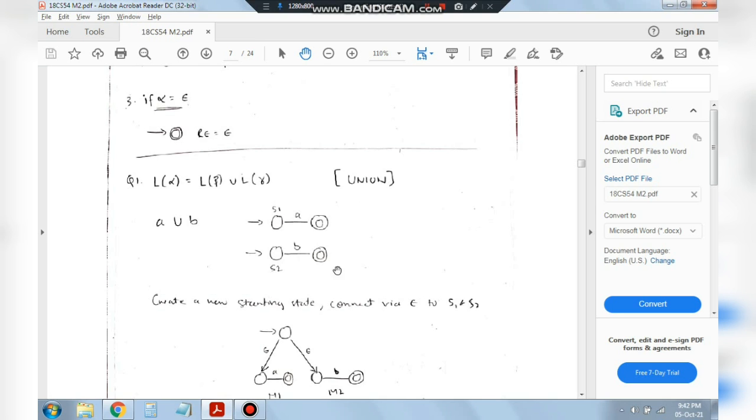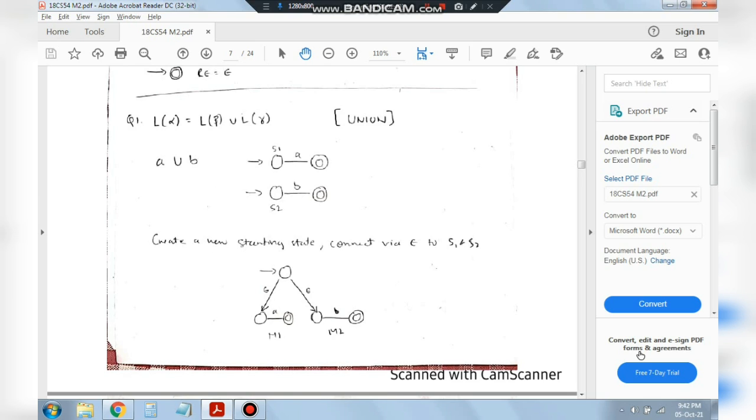Now how to make the union of both of these? To make the union, create a new starting state, connect via epsilon to S1 and S2. So this is S1, this is S2. Write down S1 here and S2 here, and then create a new starting state. Initially these two are the starting states, right? But we are creating a new starting state, which is S3, and then we are connecting this one with S1, and this one with S2 via epsilon. Okay, so this is how you do the union operation.